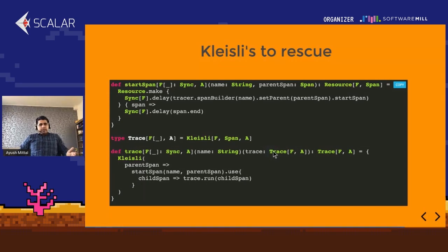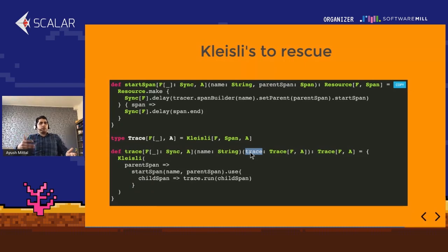Now to execute this trace, you need a span. How do you create a span? You create a span using start span. The parent span will come from somewhere, and because it's a Kleisli, it will be there when it is actually called. We can assume that whoever is calling this will provide me a parent span. I will create a child span from this parent span, and I will use that child span to run my current trace.